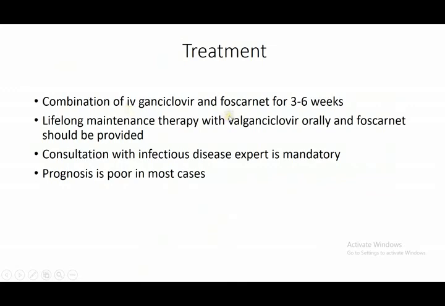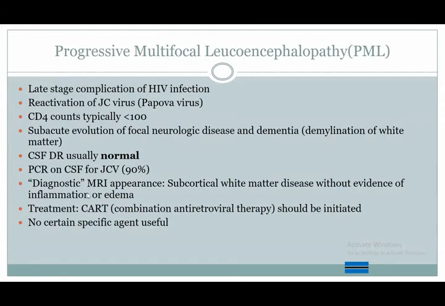A combination of IV ganciclovir and foscarnet for 3 to 6 weeks is very important in case of cytomegalovirus infection. Lifelong maintenance therapy with oral ganciclovir and foscarnet should be provided after IV treatment. Consultation with an infectious disease expert is very important. Prognosis is very poor in case of cytomegalovirus infection in advanced HIV infection.